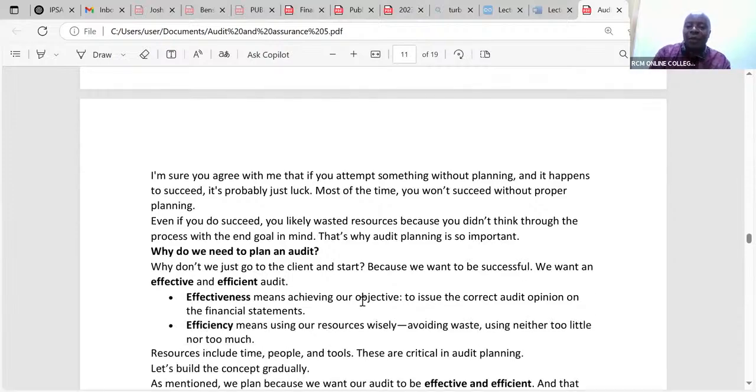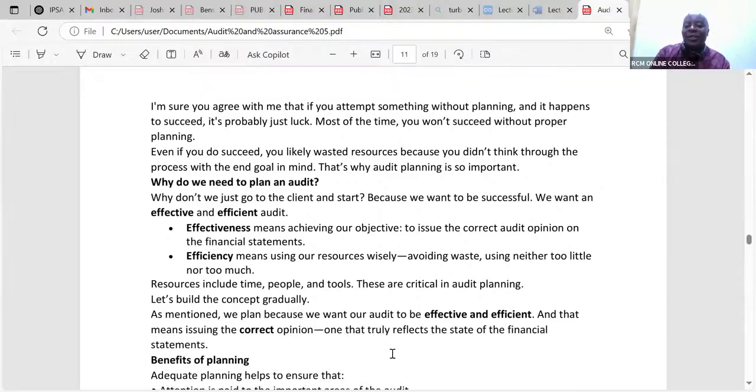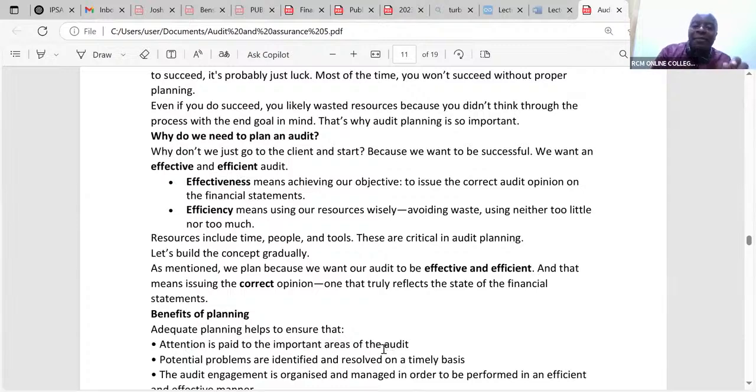Effectiveness means achieving our objective to issue the correct audit opinion on the financial statements. Efficiency means using our resources wisely, avoiding wastage, using neither too little nor too much. Resources include the time to be spent, people, and tools. These are critical in audit planning. Let's build these concepts gradually, ladies and gentlemen. As mentioned, we plan because we want our audit to be effective and efficient. And that means issuing the correct opinion, one that truly reflects the state of the financial statements.